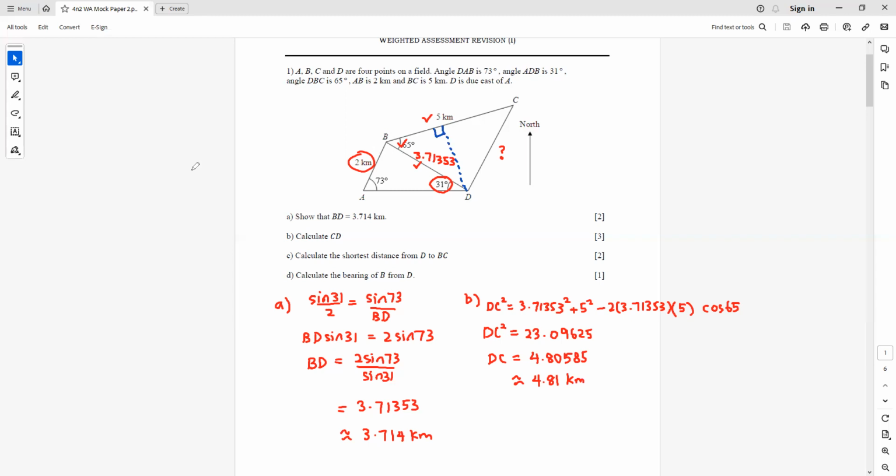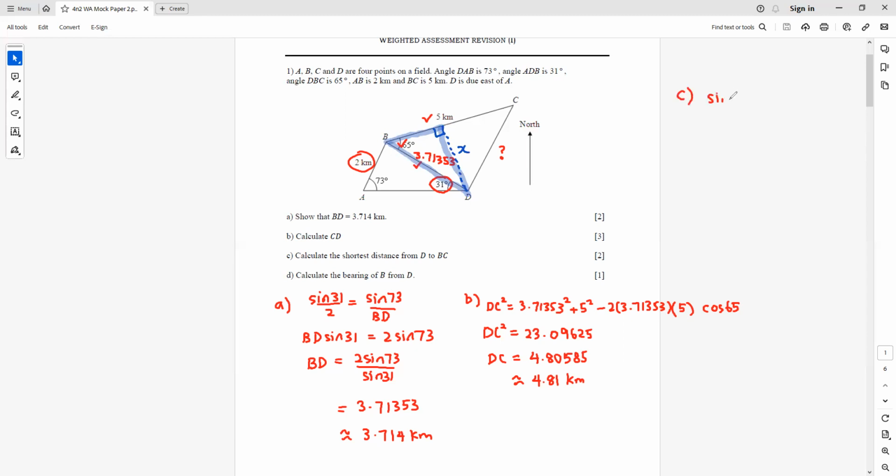Okay, this is my right angle triangle, you see? 65 degrees is the angle, so this dotted line, I call it X, is my shortest distance. So I have the opposite. I have 3.7135 as my hypotenuse. So opposite and hypotenuse, I will use sine. Okay, so part C I do here.